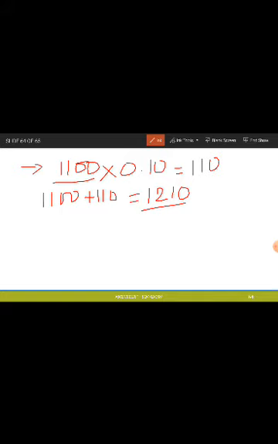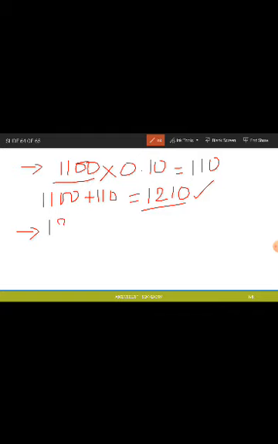So at the end of second year, what is the amount we are earning? That is 1210 rupees. And for the third year, this will be the principal amount. That will be the amount of the investment.